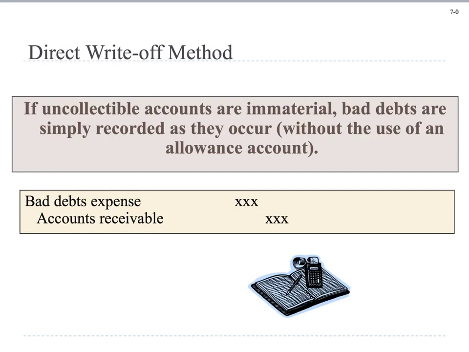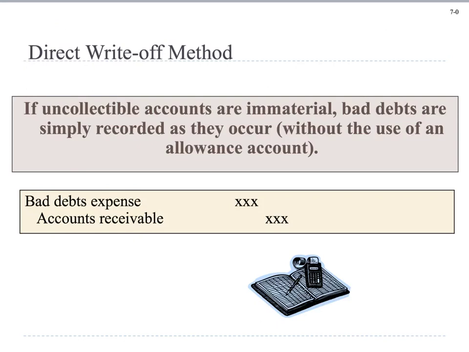So just please know that the direct write-off method is not GAAP, whereas the allowance method is GAAP, because you're matching the revenues. You're coming up with an estimate and booking the expense that you think the revenues in that period are going to be bad. Whereas this, as soon as you come across one, you're just booking it.